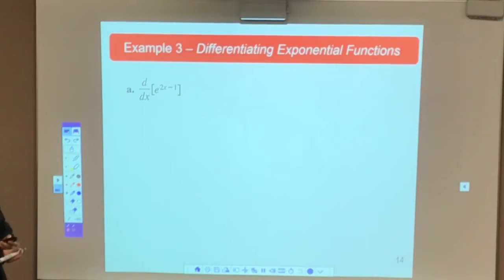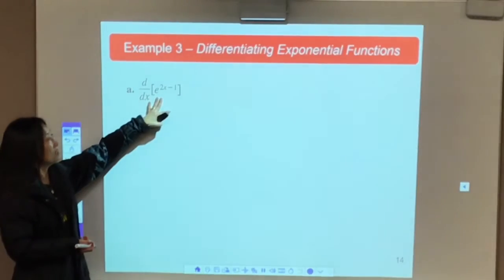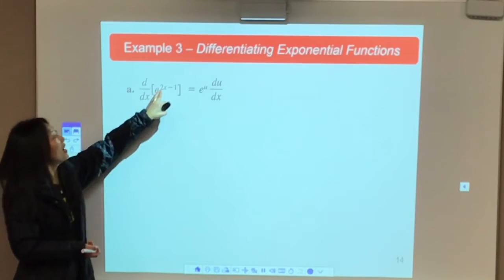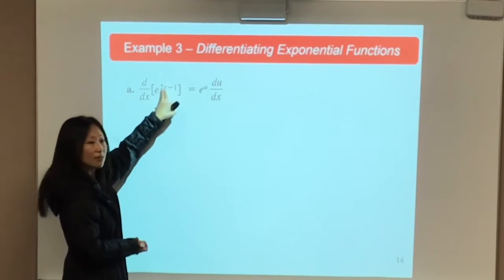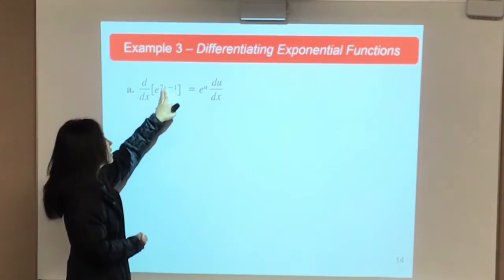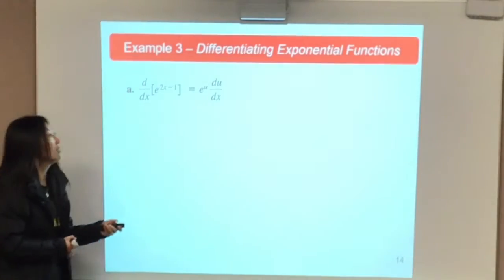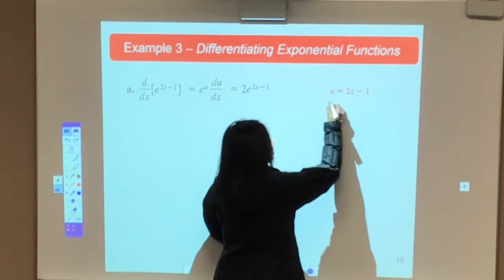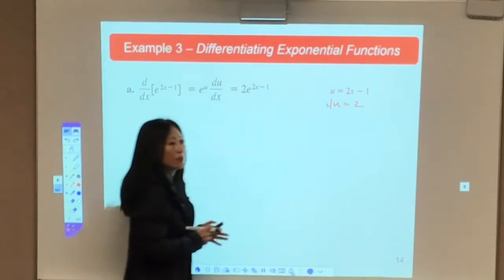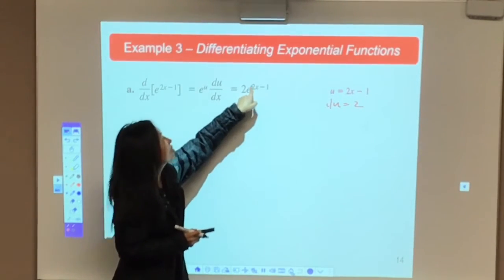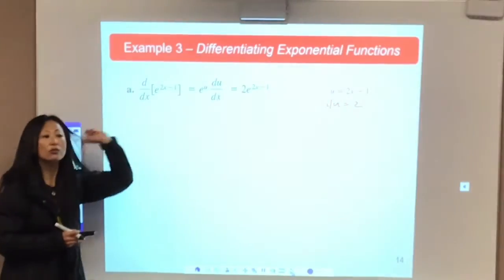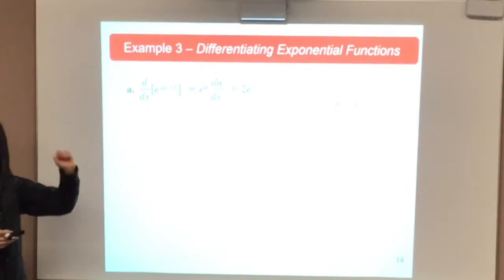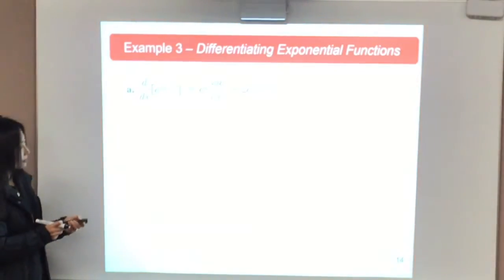So let's look at this problem. What is the derivative of this? I will do exactly e to the u, where u is 2x minus 1. Are you with me, class? Now take the derivative of that. What is the derivative of this? 2. That's why you have a 2, and then e to the 2x minus 1. So you like exponential functions because the derivative and the integral are very simple. Actually they're the same, right?